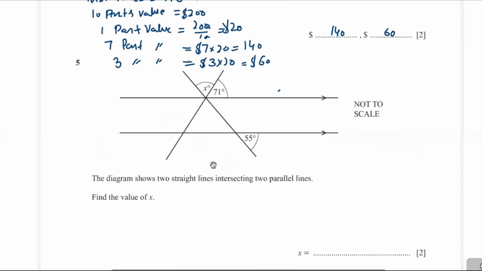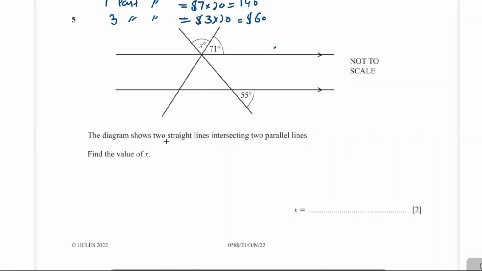Now next question. Question 5: the diagram shows 2 straight lines intersecting the parallel lines. Find the value of x. You can see here this angle is 55 degrees, and that angle is also 55 degrees, and this is the corresponding angle of the parallel line. Suppose we name it A, which will be equal to 55 degrees. Now we can write it as corresponding angles.